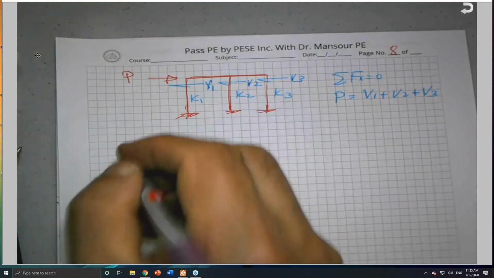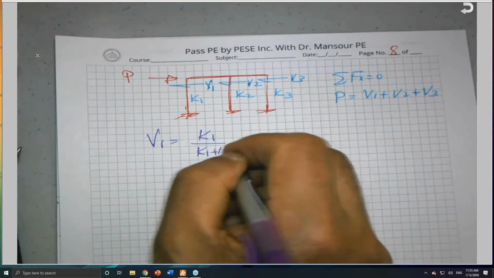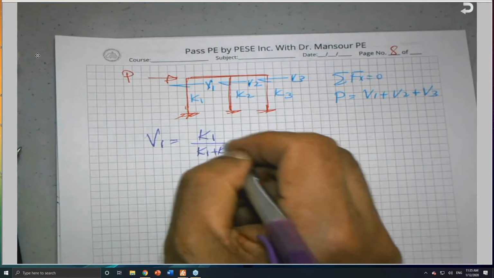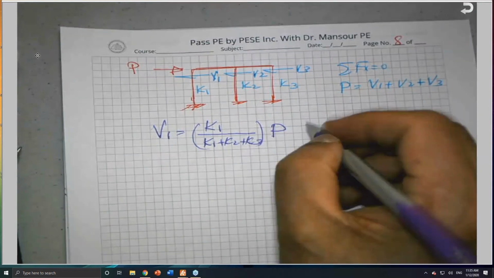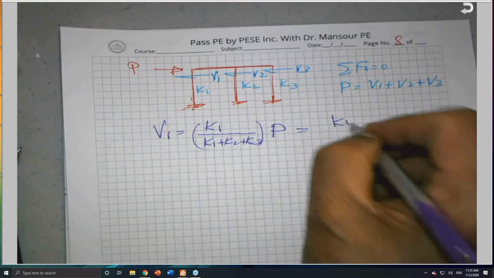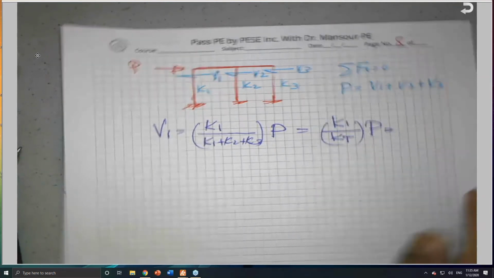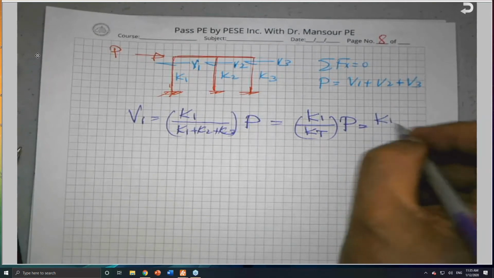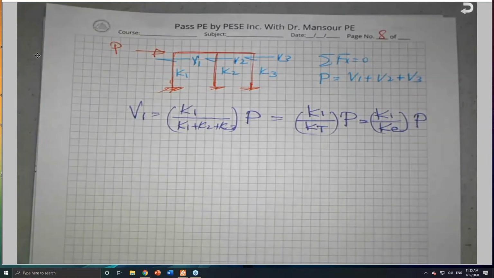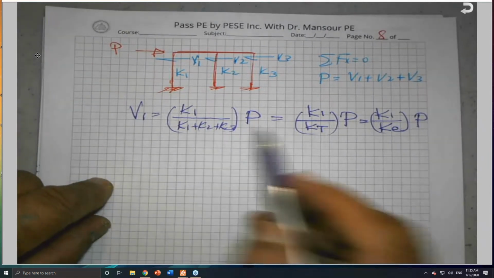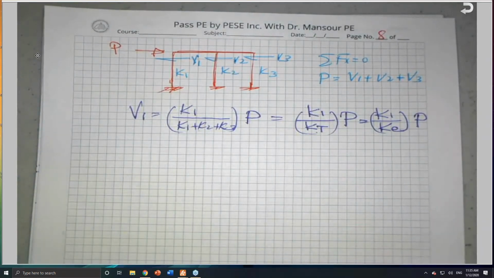How can I get V1? So V1 is equal to K1 over K1 plus K2 plus K3, all multiplied by P. Or you can say that it is K1 over K total times P. Or the third scenario, K1 over K equivalent times P. Do you see that? Why? K1 plus K2 plus K3 is K equivalent or K total, this is the parallel system. Do you remember the parallel system? We are adding K1 plus K2 plus K3.